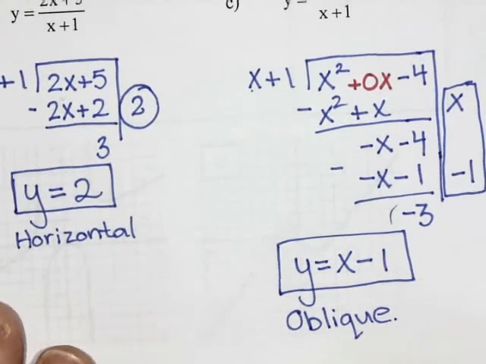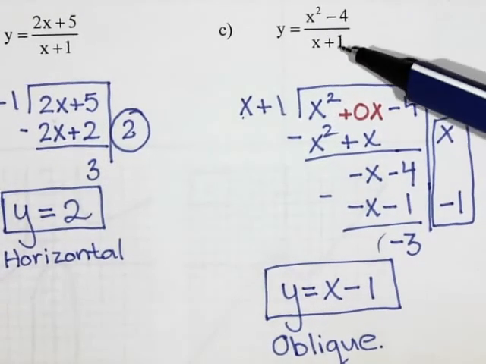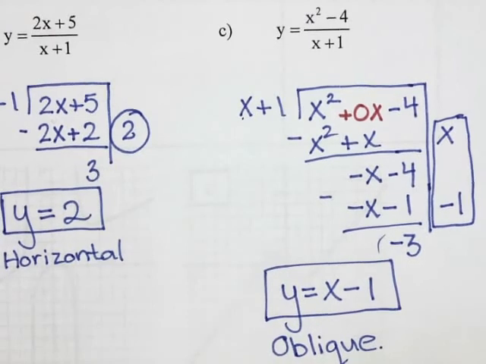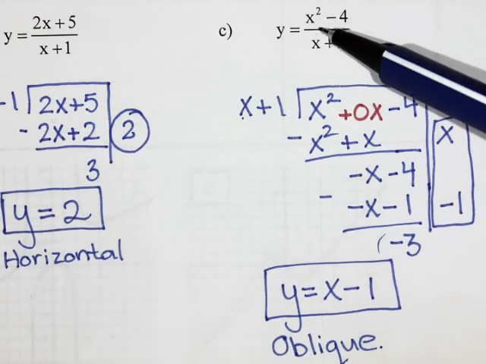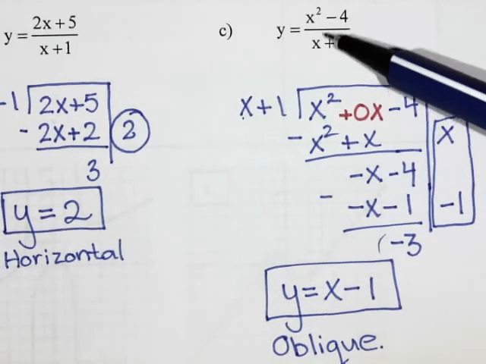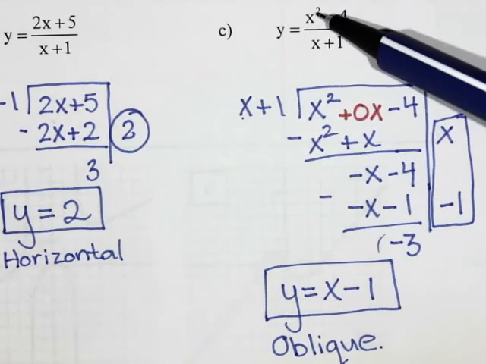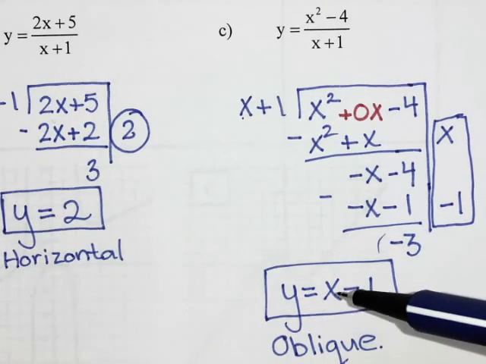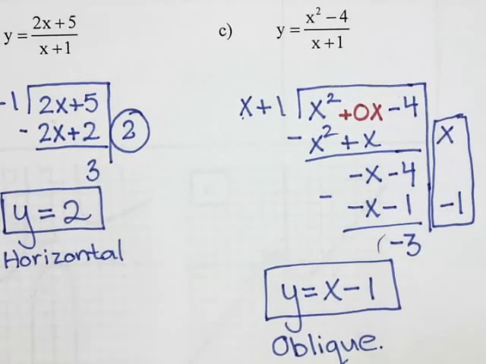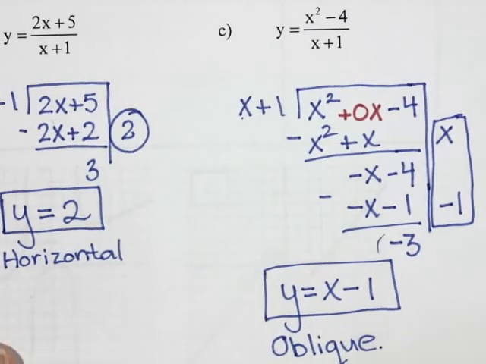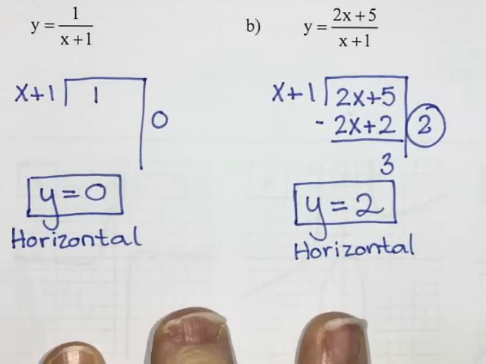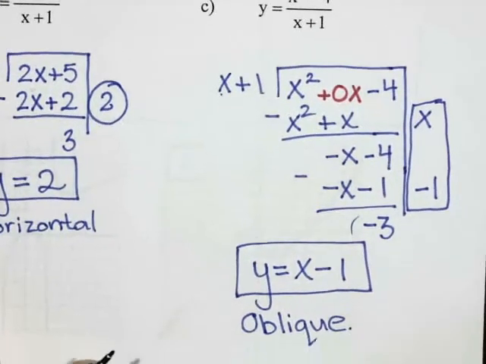Now, could I have figured that out just from looking at the equation? Well, I could figure out that it was going to be oblique because I know that x would go into x squared x times. But in order to get the actual x minus 1, I need to do the division. So you don't have to do division for the horizontals, but you really do need to do the division if it's oblique.